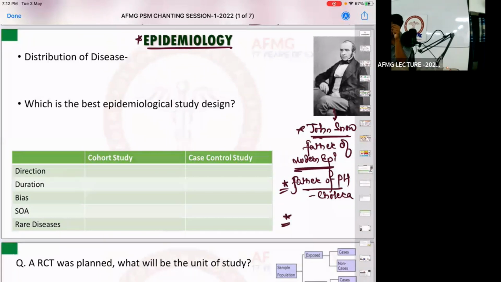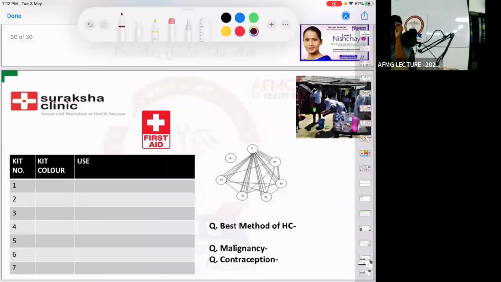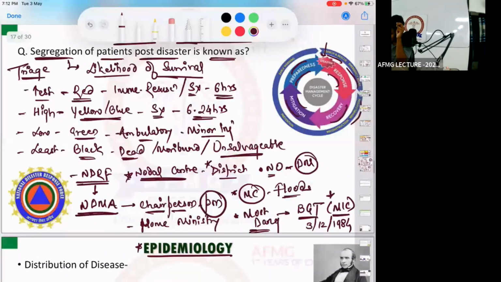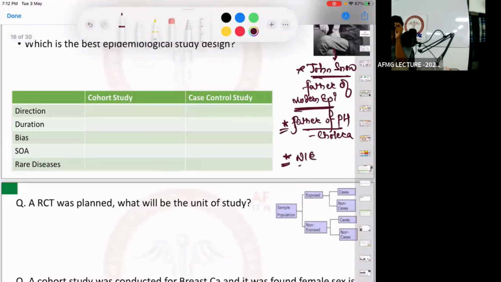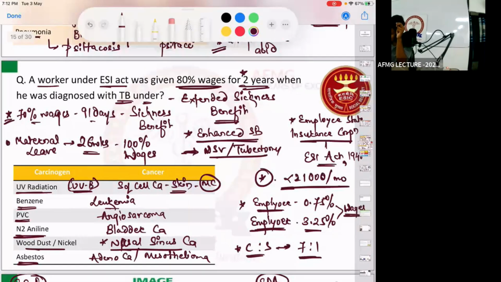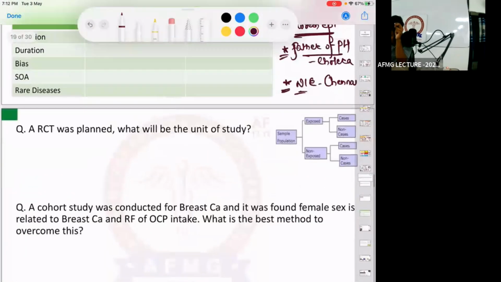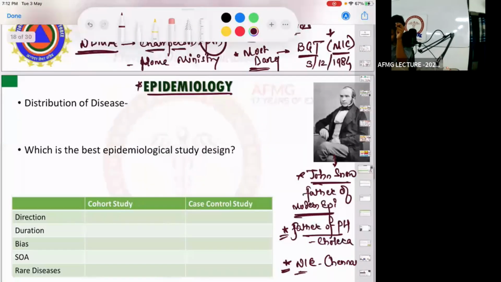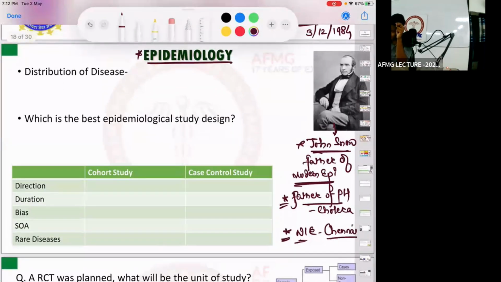Okay, important. Whereas the National Institute of Epidemiology is located in Chennai. Okay, no issues with this one-liner.